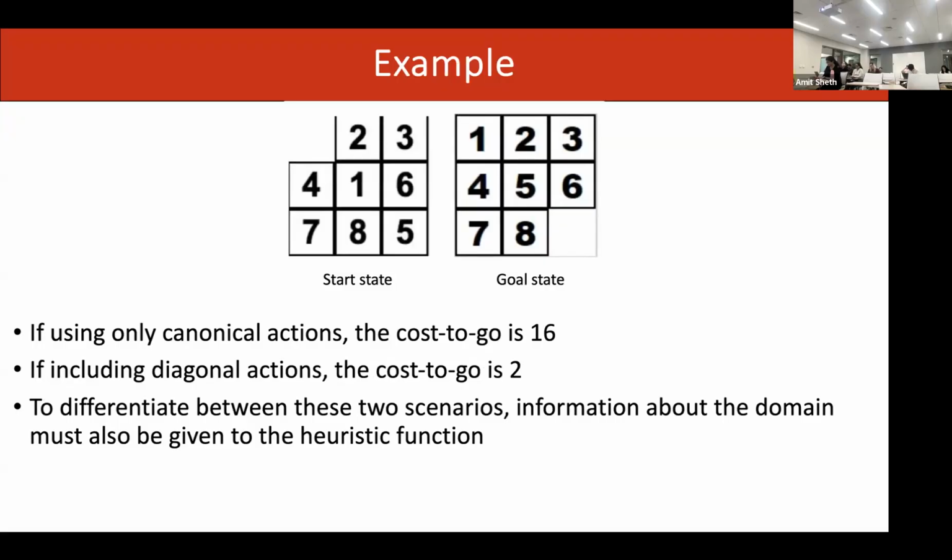Now let's look at this sliding tile puzzle here. So if I'm only using the canonical actions, meaning I can swap the blank tile with the ones immediately horizontally and vertically adjacent to it, then the cost to go here is 16. But if I include the diagonal actions, the cost to go is actually 2, because I can just move it diagonally, and this is going to be solved a lot faster. Now, just by looking at the states, of course, I don't know this. I have to have some information about the domain. And so there has to be then a heuristic function that takes into account not just the state, but also the rules of the domain. So it can differentiate between these cases.